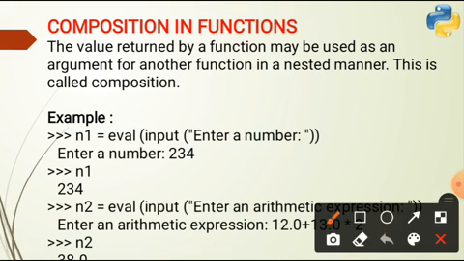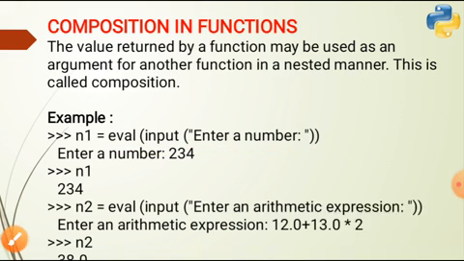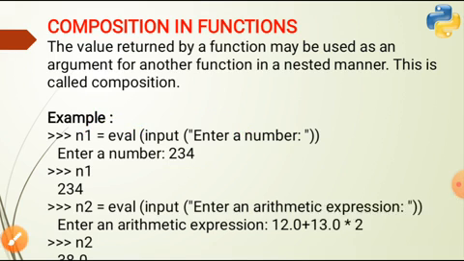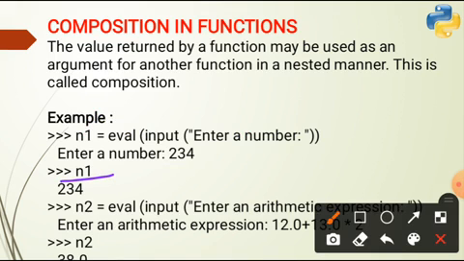Whenever we execute this program, n1 equal to evaluate input, enter a number. This is the statement given. So the first line shown is enter a number. The user enters the number 234. It moves on to evaluate, and then it moves to n1. Now the value of n1 is 234. That is why when simply n1 is given, the value 234 is written here.